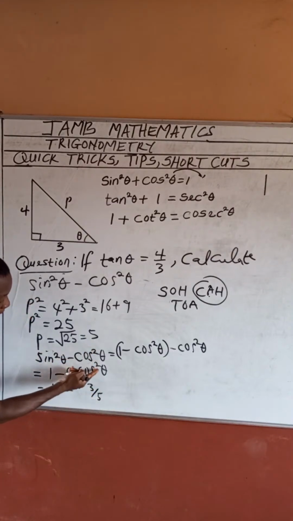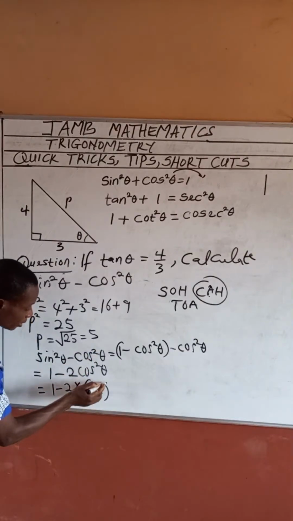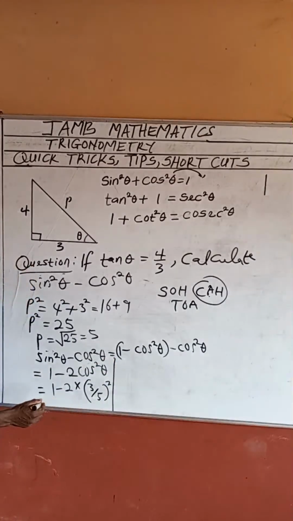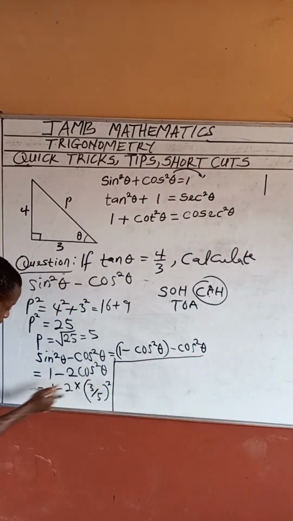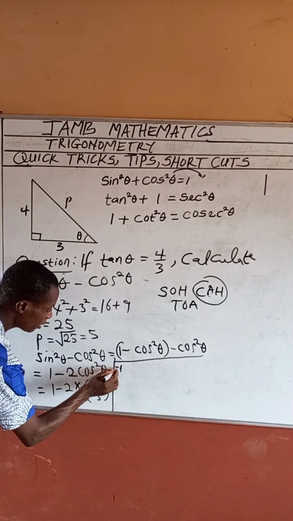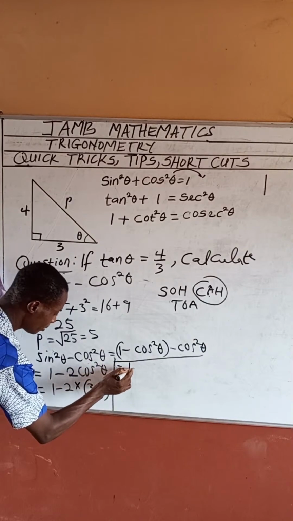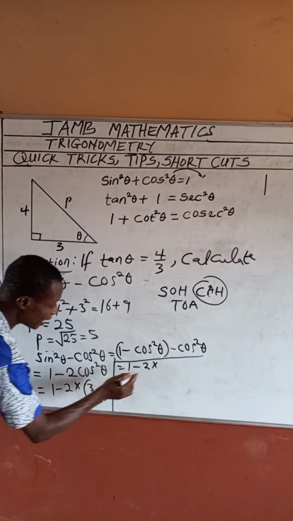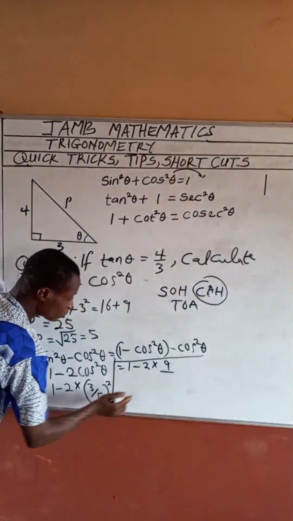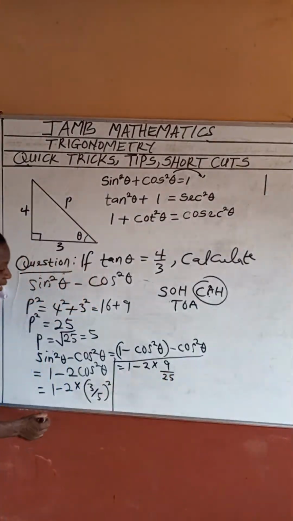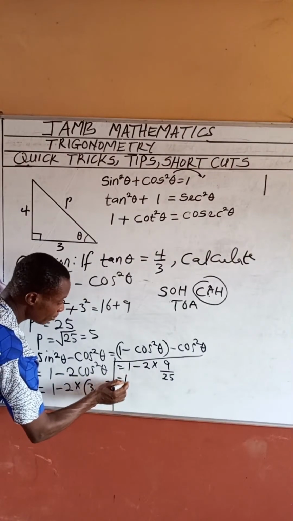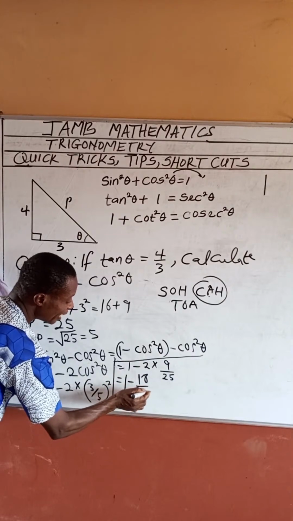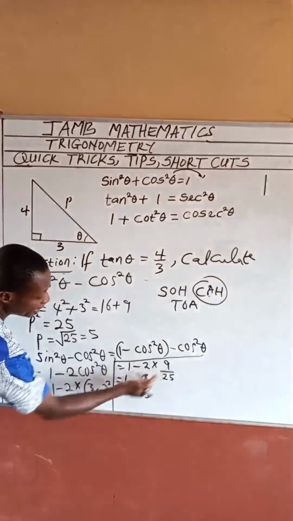But don't forget that there is a square here, which means we are going to square the 3 over 5. So when we square it, what are we going to get? It will be 1 minus 2 times 3 square, which is 9, divided by 5 square, which is 25. So this gives us 1 minus 2 times 9, which is 18, divided by 25.